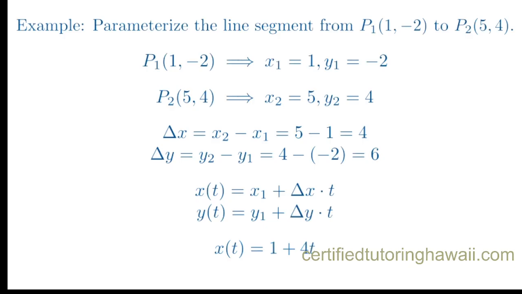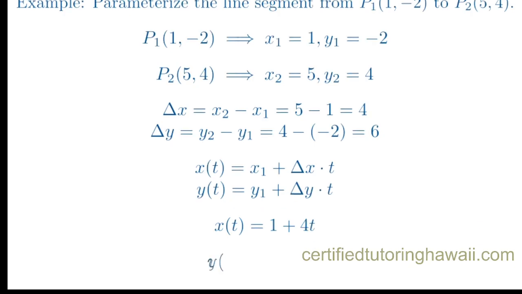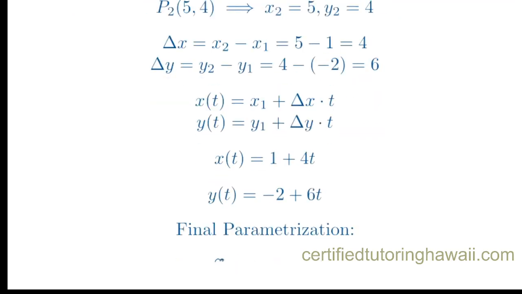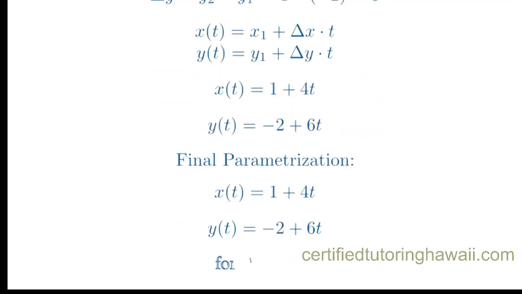Now for y of t. y of t equals our starting y value, -2, plus our change in y, 6, times t. So y of t equals -2 plus 6t. We have our two parametric equations. But we're not quite done. We need to specify the domain for our parameter t. To describe just the segment between our two points, t must range from 0 to 1. This pair of equations will trace the path from (1, -2) to (5, 4) as t increases from 0 to 1.